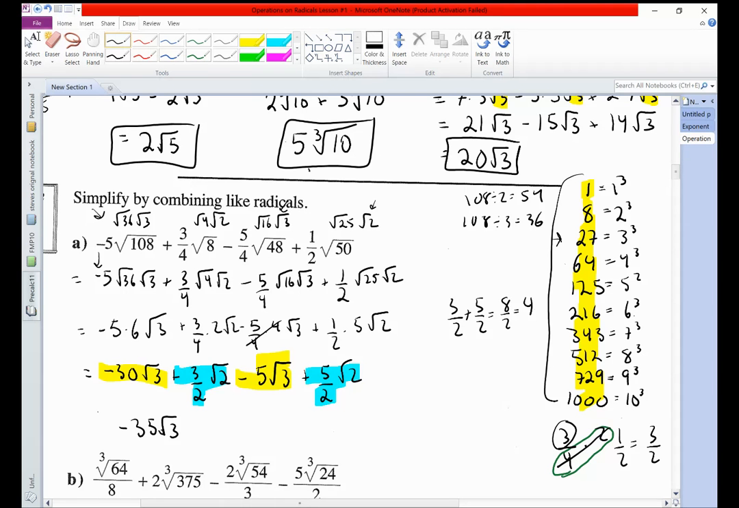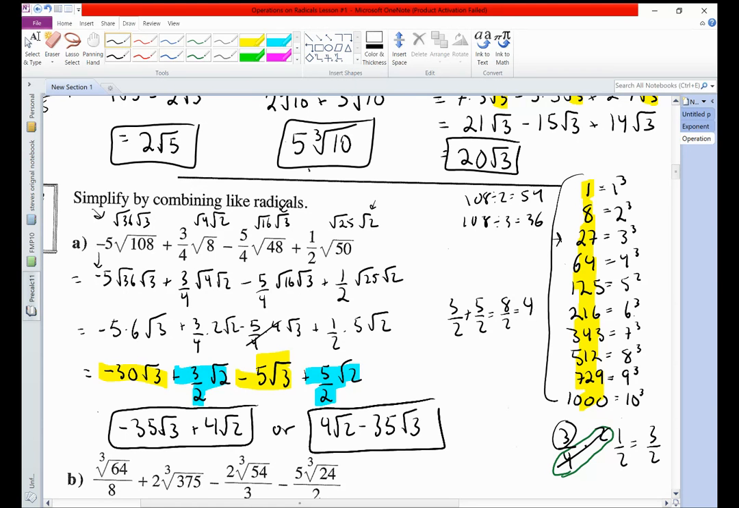And that reduces to 4, right? 8 over 2 is 4. So I can say plus 4 root 2. And that is as simple as that gets. Or you can flip-flop it if you want and say 4 root 2 minus 35 root 3. I just flipped the order there.